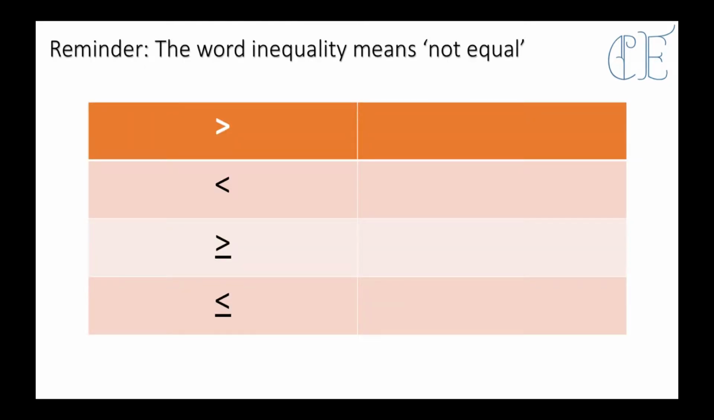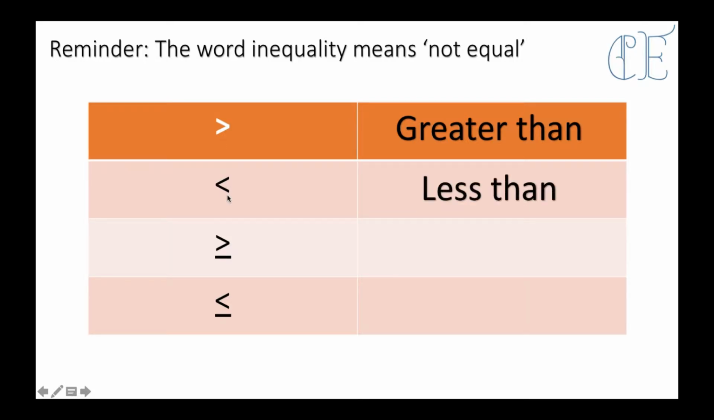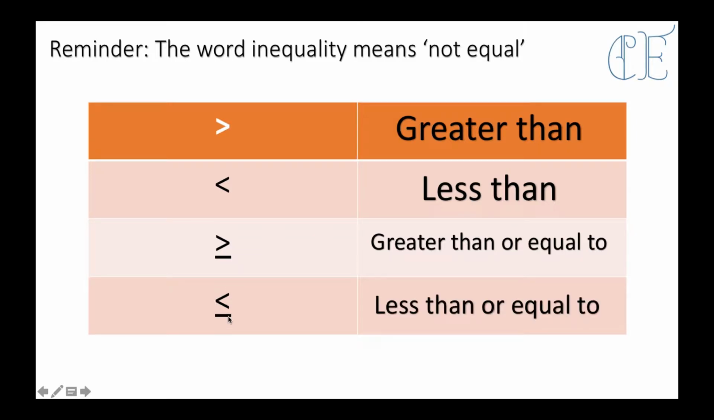So, first of all, as a quick reminder, the word inequality means not equal. So instead of using an equal sign, we use one of these signs here, and we just need to know the difference between them all. So this sign here means greater than, this sign means less than, this sign means greater than or equal to, and this sign means less than or equal to. And these are what we will use instead of an equal sign.